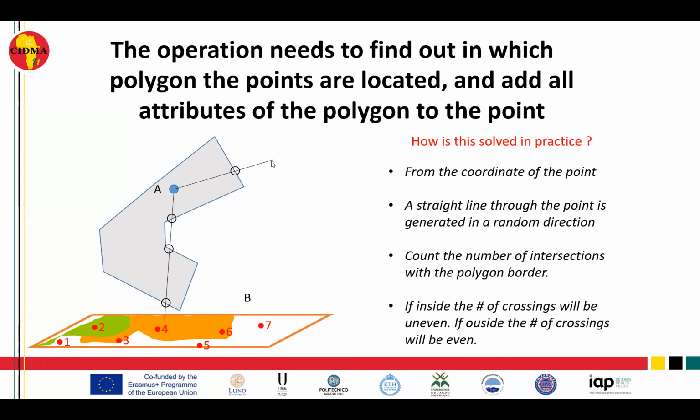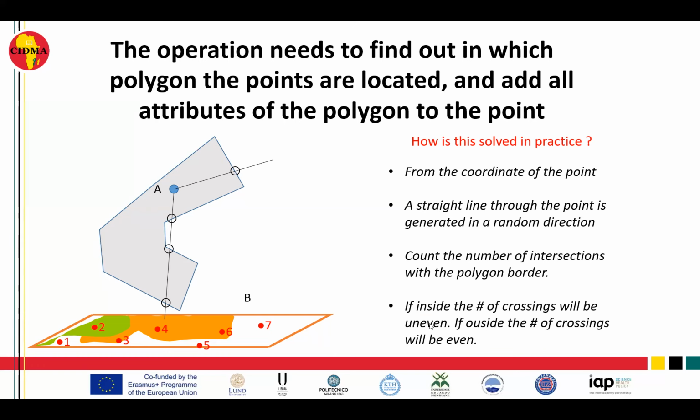and like this one, it will be in a random direction, and then it has to check if this line intersects with any of the lines that build up the polygons, and then it will have to count the number of intersections with the polygon border. If the point is inside the polygon, the number of intersections or crossings with the border of the polygon will tell us if it's inside or if it's outside.